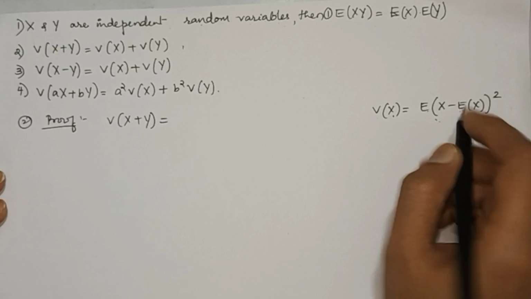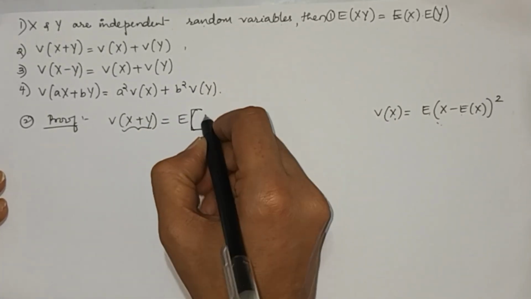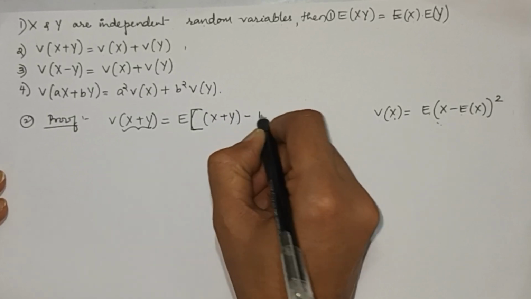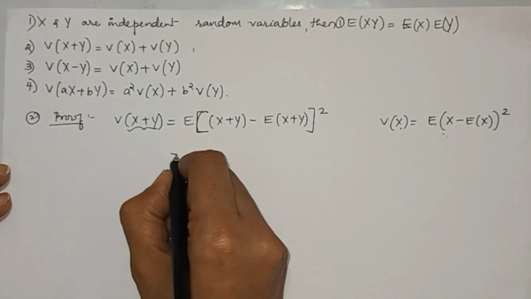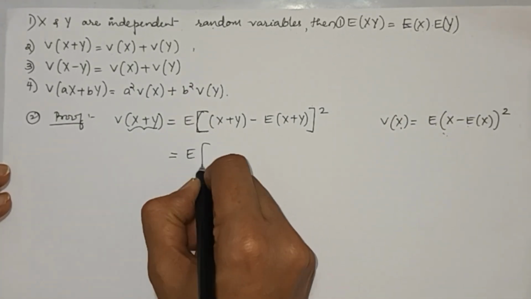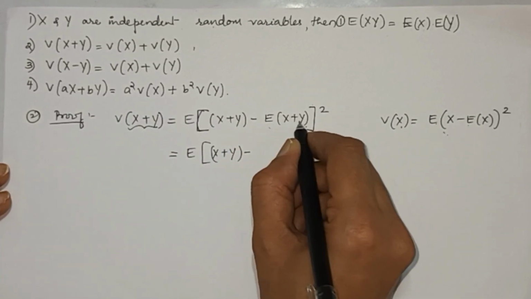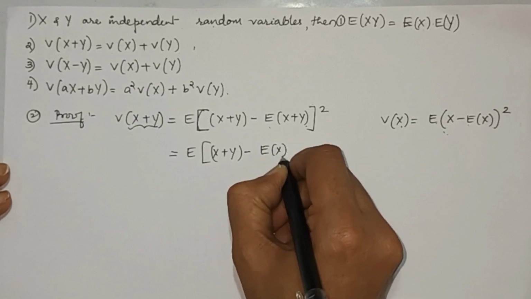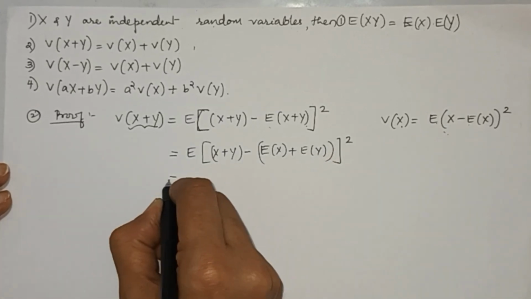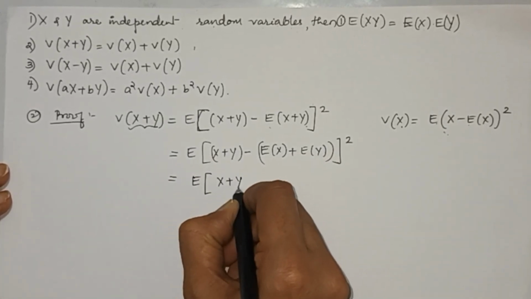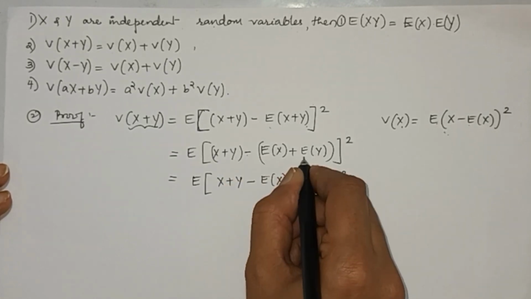Use this definition here. In the place of x you have x plus y. So E of (x plus y minus E of x plus y) whole square. Let us simplify this. Use the property of expectation: E of x plus y is given as E of x plus E of y. So this is equal to E of (x plus y minus E of x minus E of y) whole square, taking this minus inside.